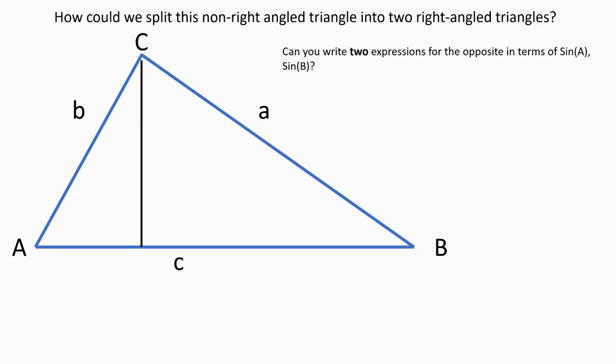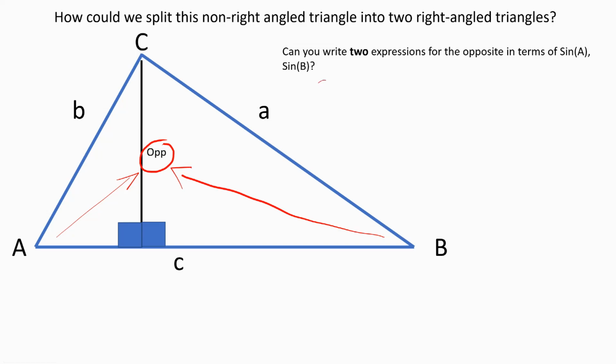Then, because this is perpendicular, these are going to be two right angles. We can now think about the opposite. So if we think about this in terms of right-angled triangles, this side here is opposite to A, and it is also opposite to B. So we could use trigonometry.